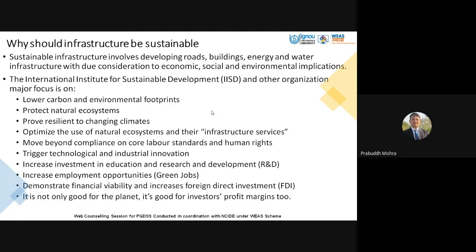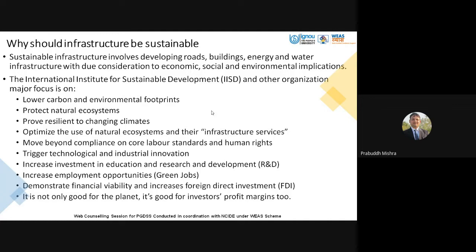Increase employment opportunities. Green jobs have to be created, and people should be promoted in these green jobs. And next is FDI. FDI is also one of the ways in developing countries, especially where we can ask for FDI and build infrastructure where infrastructure development is very poor, especially in the Asia Pacific region.